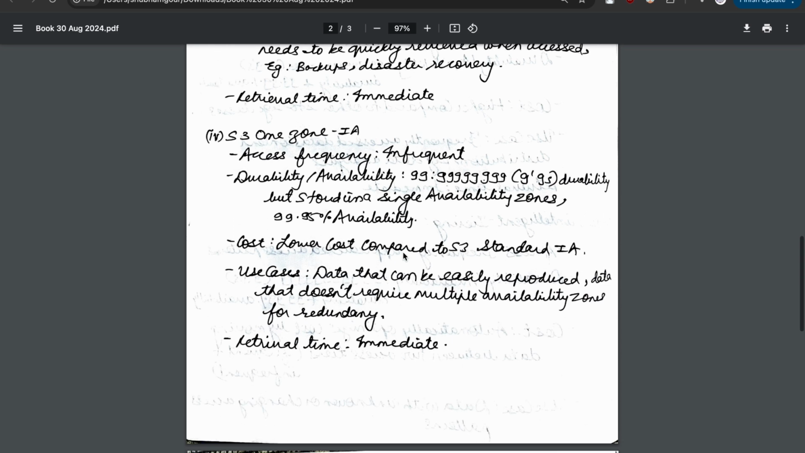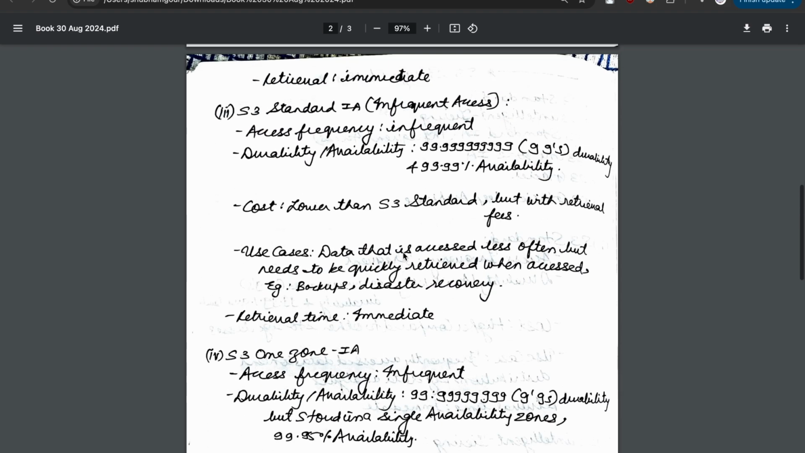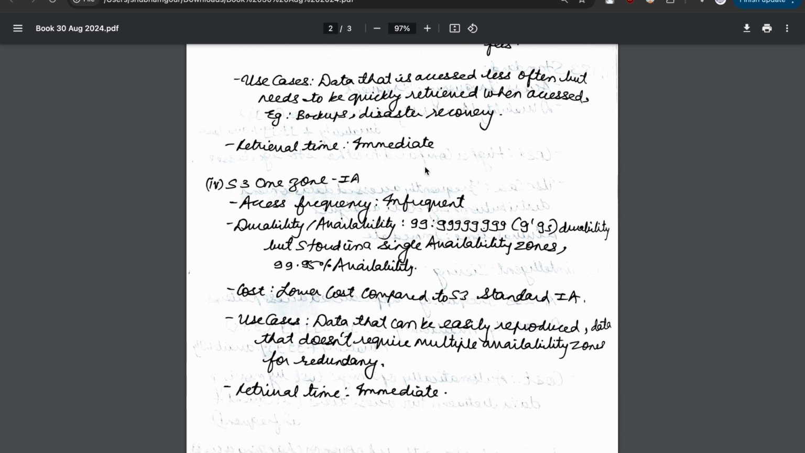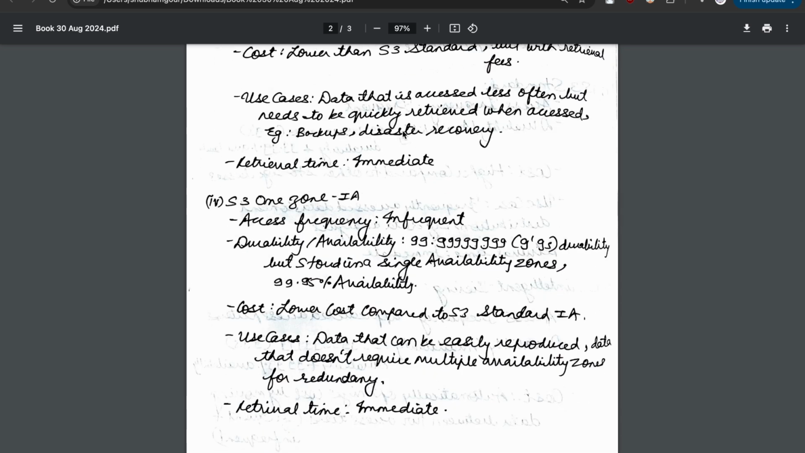Now, when we come to S3 One Zone-IA, the access frequency is again infrequent, retrieval time is immediate, and durability is again the same as that of S3 Standard-IA. The availability would be 99.95%. Why? Because the data is stored in a single availability zone. The cost is lower compared to S3 Standard-IA and S3 Standard. Here the data can be easily reproduced, and it doesn't require multiple availability zones for redundancy. The only difference between S3 Standard-IA and S3 One Zone-IA is that in One Zone-IA, the data is stored in one single availability zone.